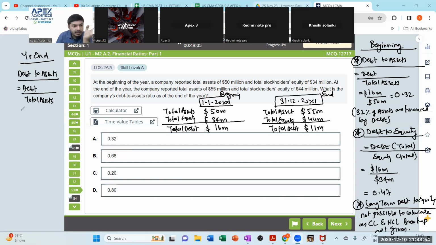Practice. What are the debts at the end? They are 11 million. And what are your total assets at the end? They are 55 million. So what will this be? 11 divided by 55. It is 0.2. What is the meaning of this? At the beginning of the year, 32% of your assets were financed by debt. Now 20% of your assets are financed by debt.